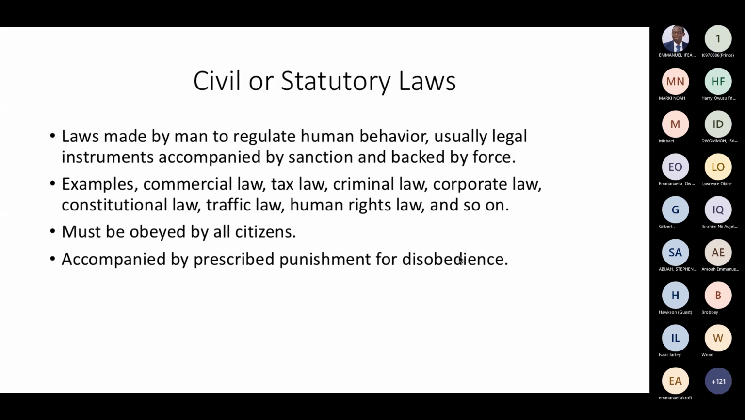Okay. Then we have civil or statutory laws. These are laws made by man to regulate human behavior. So civil laws are human or man-made laws. They are usually legal instruments accompanied by sanction and backed by force. Examples: you have commercial law, tax law, criminal, corporate law, constitutional, traffic, human rights law, and so on. So they must be obeyed by all citizens, and usually they are accompanied by prescribed punishment for disobedience.